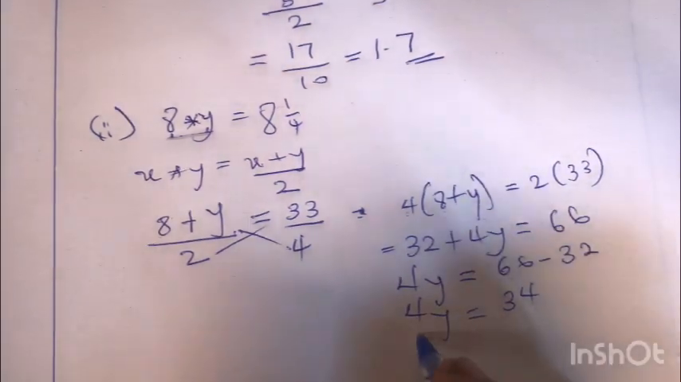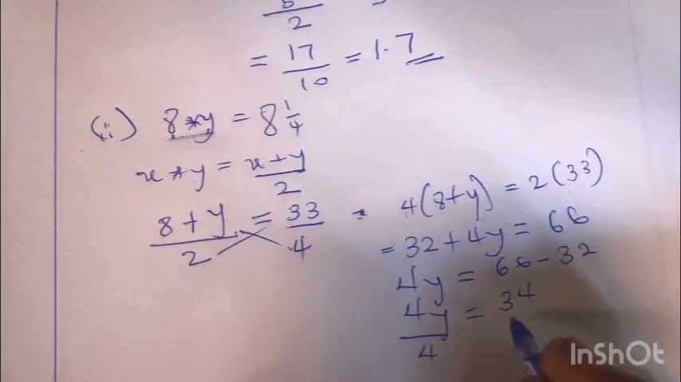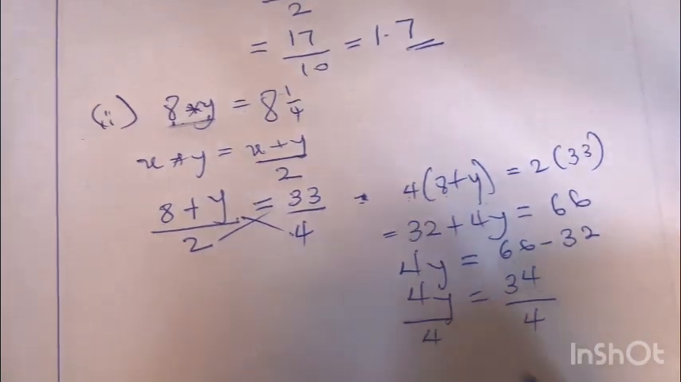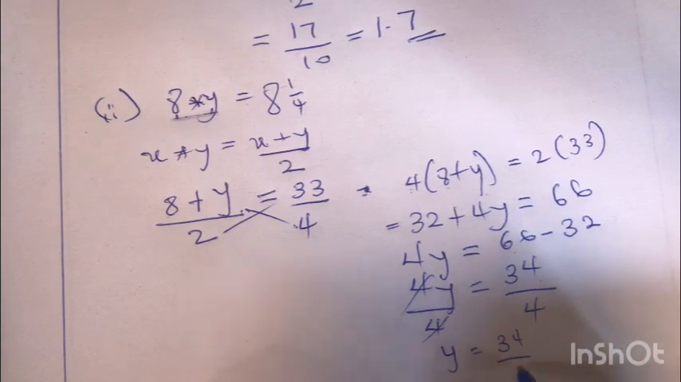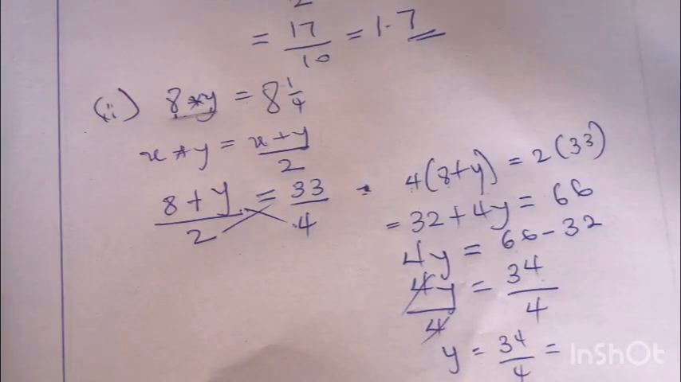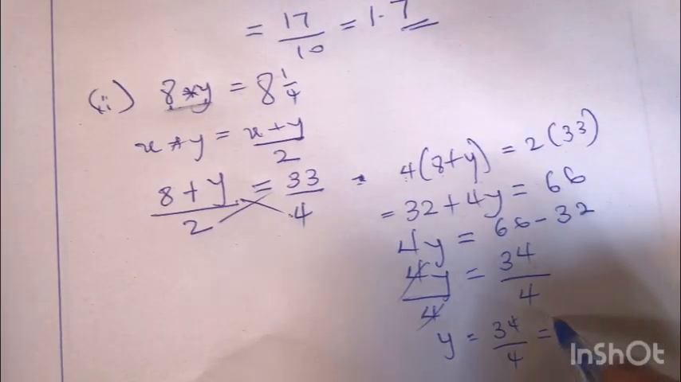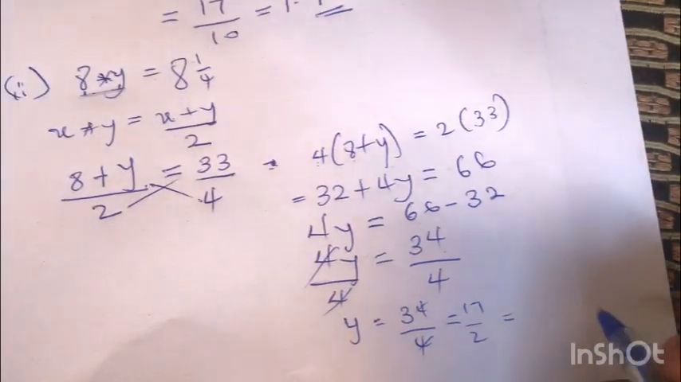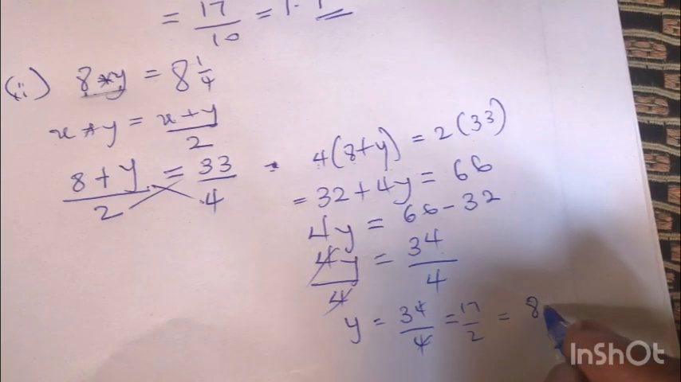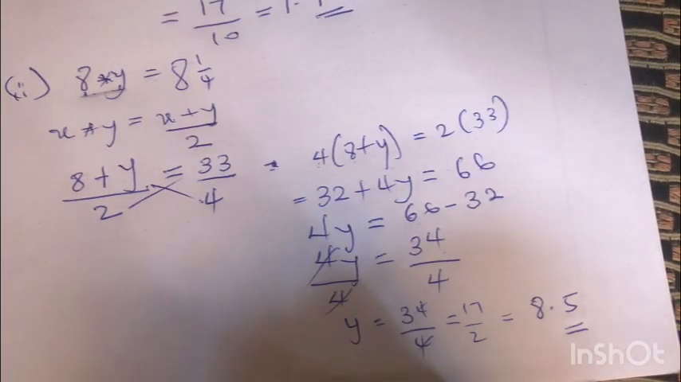Now, how do you find y? Divide here by 4 and here by 4, so that this 4 cancels this 4. y equals 34 over 4, and that will give us 17 over 2. And 17 over 2 is 8.5.